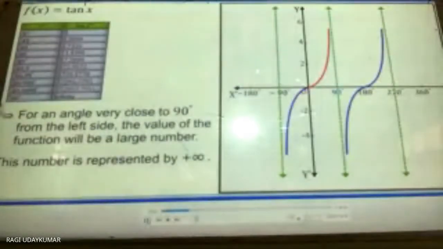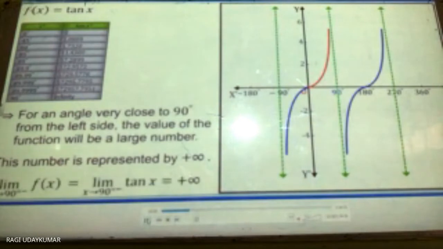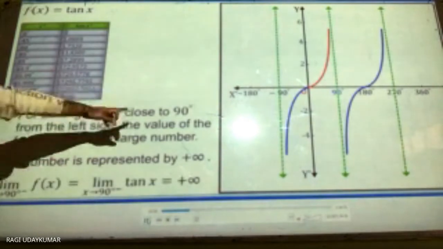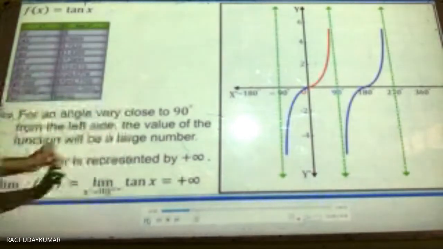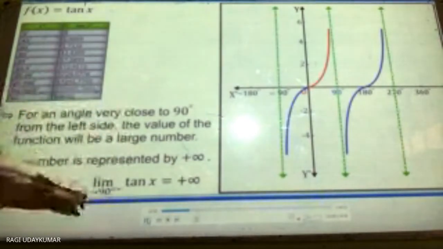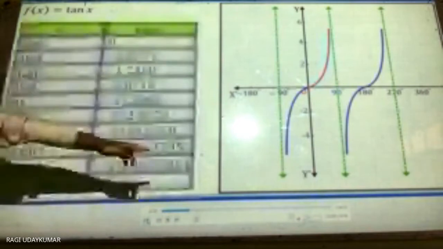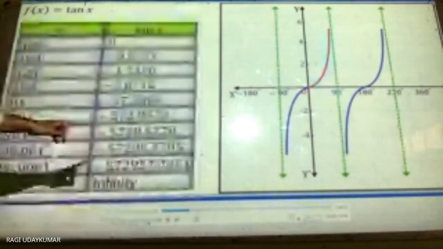Because you need to understand the limit concept very clearly. Limit is nothing but not the exact value. When it is approaching near 90 degrees, what is the function value? For an angle very close to 90 degrees from the left side, the value of the function will be a large number. Therefore, whenever you write it, plus infinity, a large number, will be taken.